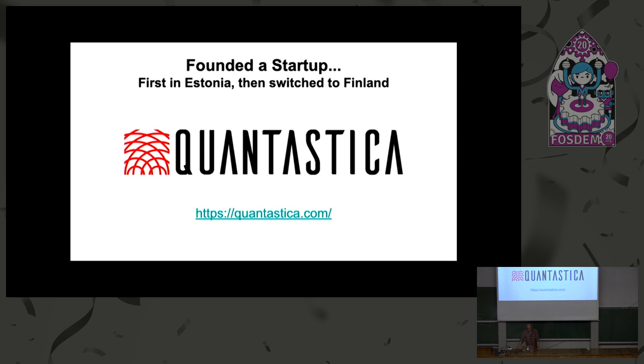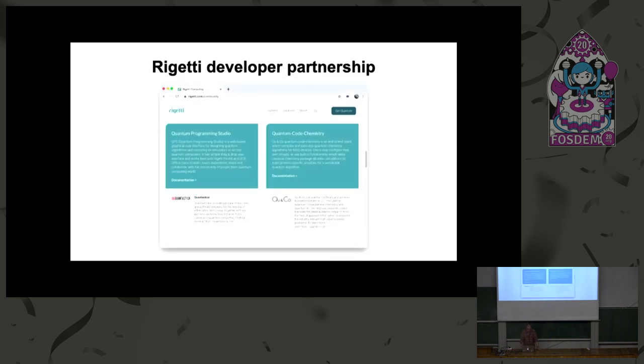And later, four months ago, actually, I switched to Finland. In Finland, I have an investor. But before that, shortly after I founded the startup, Quantastica became a Rigetti developer partner, and Quantum Programming Studio is listed in the Rigetti community, in Rigetti QCS, as a partner application. Because Quantum Programming Studio allows you to visually design a quantum circuit and to execute it on a Rigetti quantum computer. So you have a UI for a quantum computer.